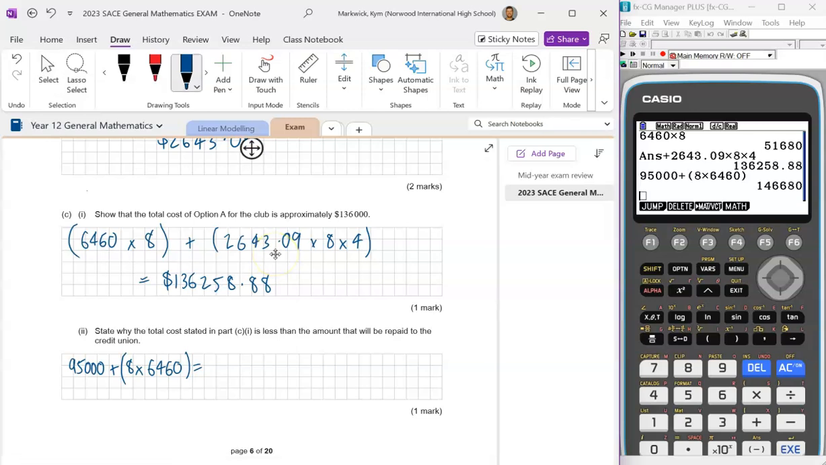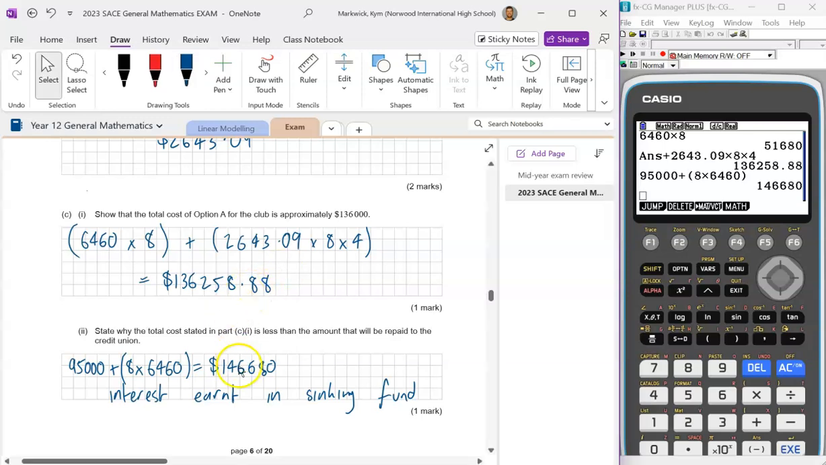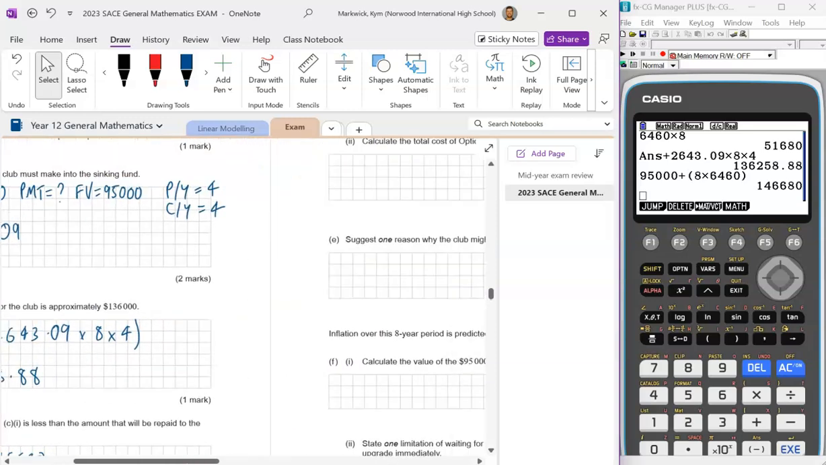Okay, so this amount, you don't actually have to work this amount out. It's just asking why, or state why there is a difference and why that is less. And the reason is because of the interest earned in the sinking fund. Okay, remember the sinking fund's kind of like a savings account until it gets to $95,000, and then that money goes into paying off the loan. Okay, so that's why there is a difference between those two values.